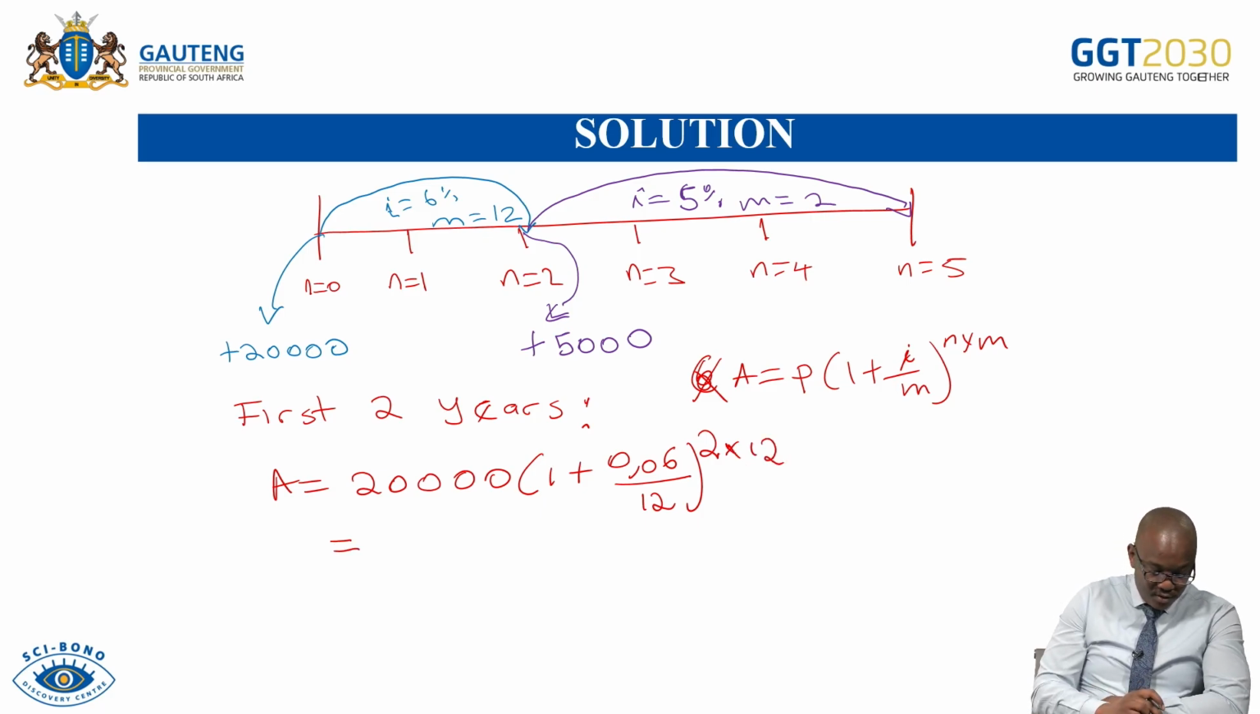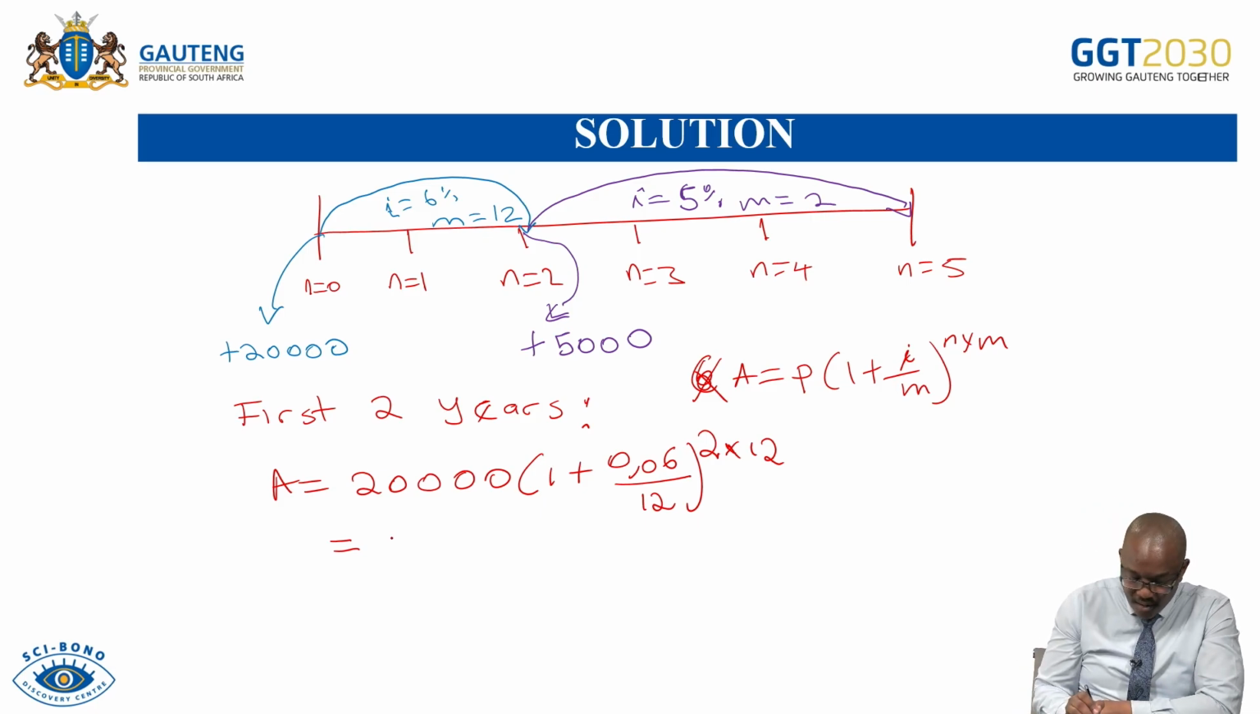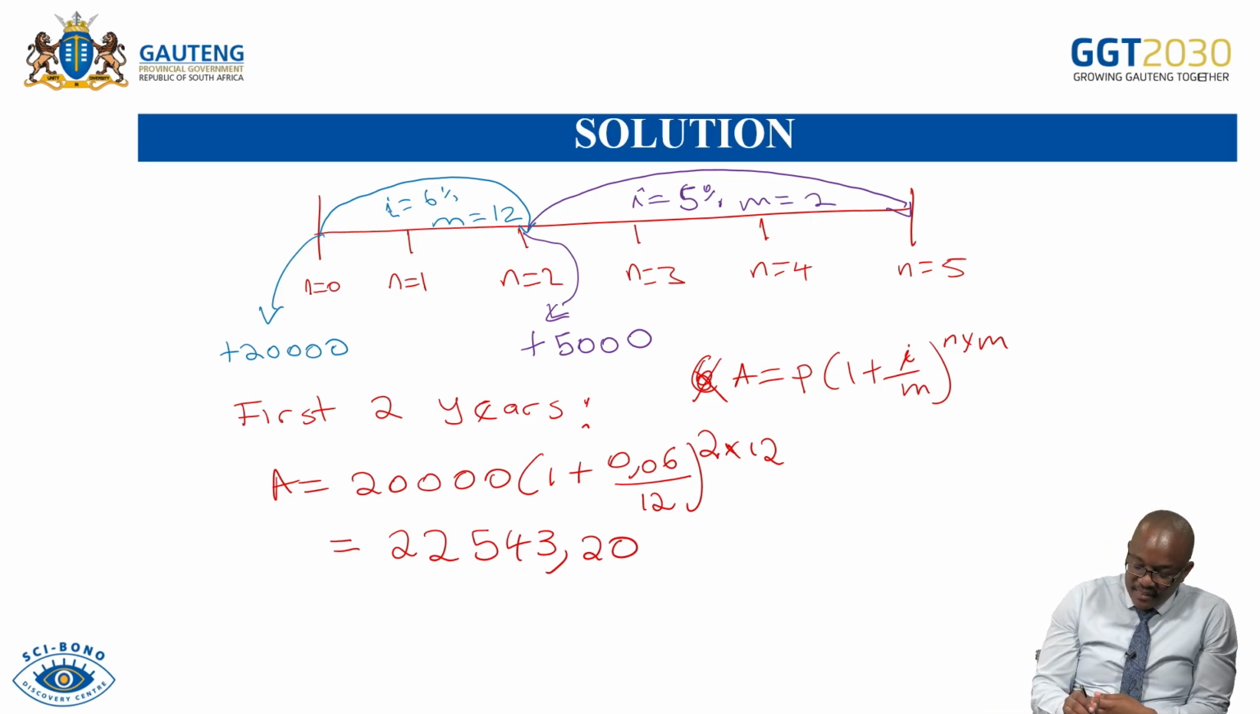So it will be 20,000 into 1 plus 0.06. You divide it by 12, then you say 2 multiplied by 12. So we are going to have what? We are going to have the amount of 22,543 rand, 20. Correct? At the end of 2 years.